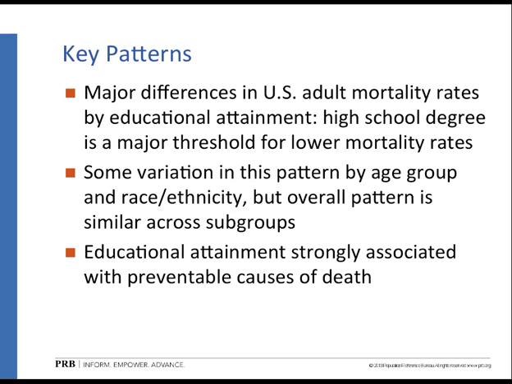So to recap thus far, I focused on 3 key patterns in the data. First, there are major differences in U.S. mortality rates by educational attainment. The high school degree in particular is a major threshold for lower mortality rates. Second, while there is some variation in this pattern by age group and race and ethnicity, the overall pattern is similar across subgroups of the population. And third, educational attainment is strongly associated with preventable causes of death, causes for which resources could seemingly be playing a very important role.